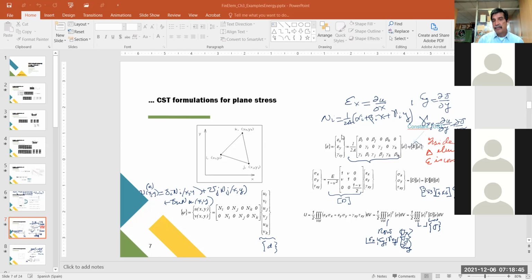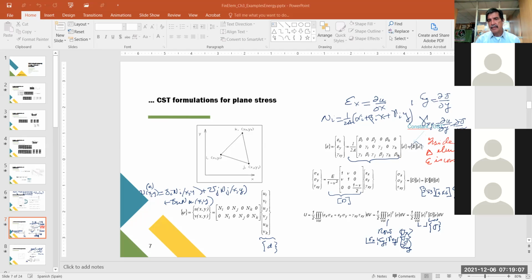So here we have a vector with the 3 components of the strains that we're going to use. This matrix here, we call it B. So this at the end is going to be B, matrix B times the vector d.